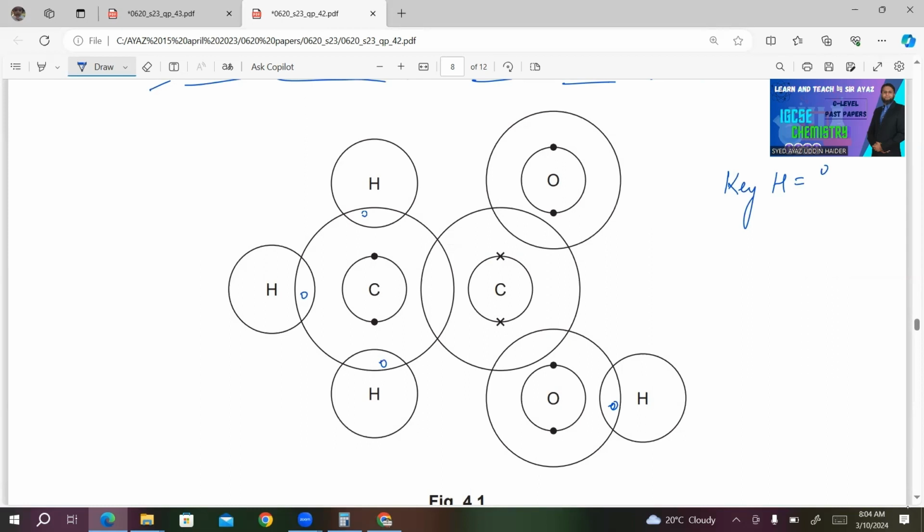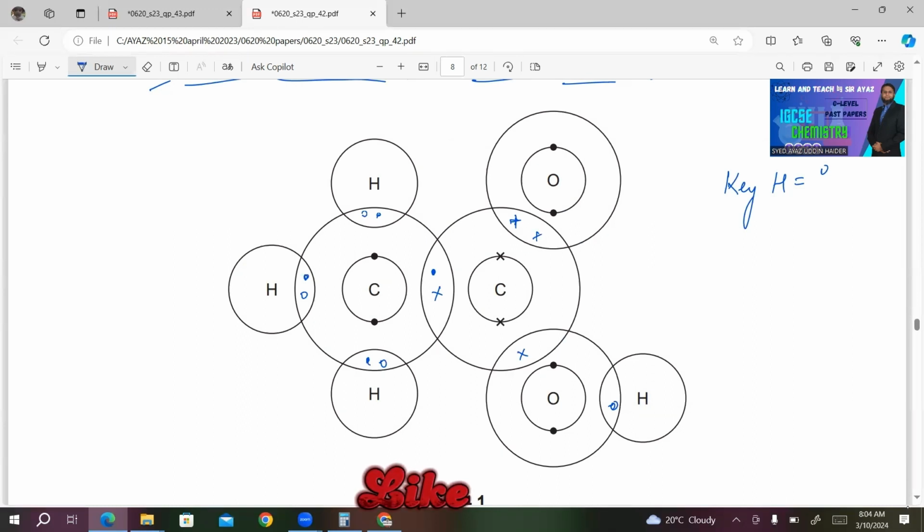What about carbon? It contains 4 valence electrons. For the carbon on the left hand side, 1, 2, 3, 4. For the carbon on the right hand side, 1, 2. Now, the last 2 electrons will form a bond with the oxygen on the right hand side because it's a double covalent bond. So you'll have 2 valence electrons placed here.